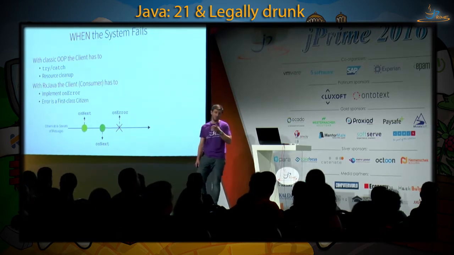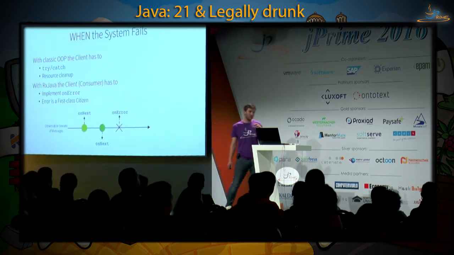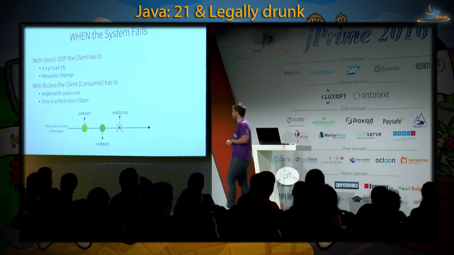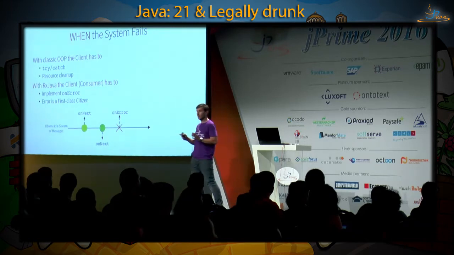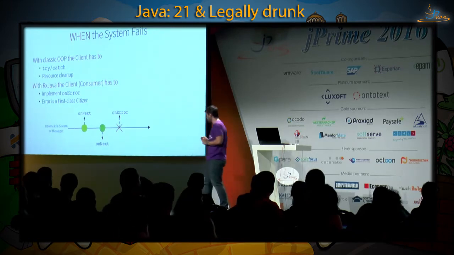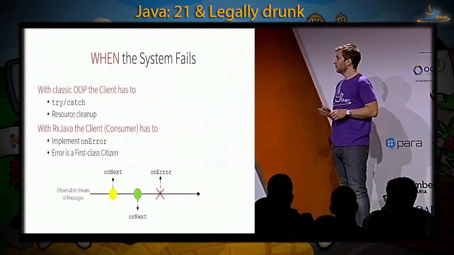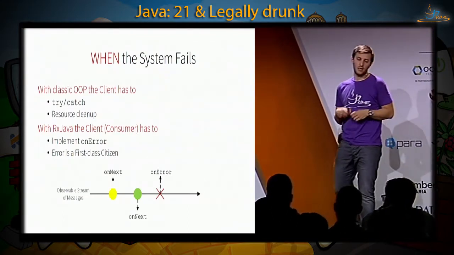So everything, all of this, try catch, resource cleanup, that's all up to the producer. So the consumer just implements the onError method, and that is it. That's right, a convenient thing for the client, for the consumer. And also, we made error a first-class citizen. How did we do that?